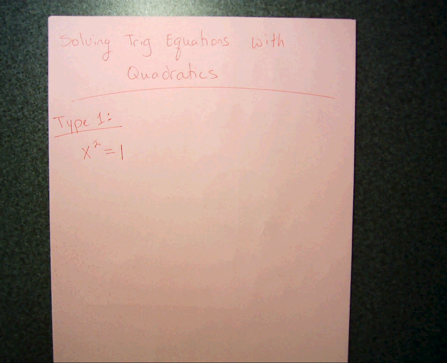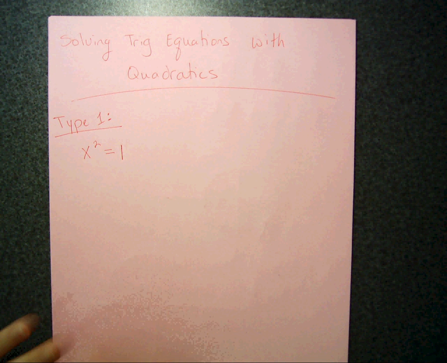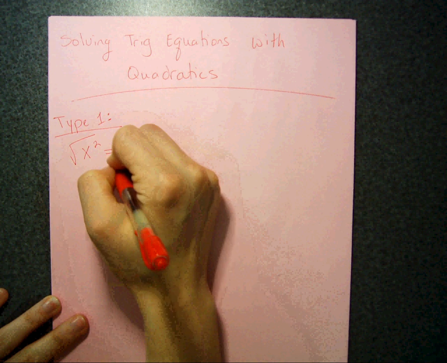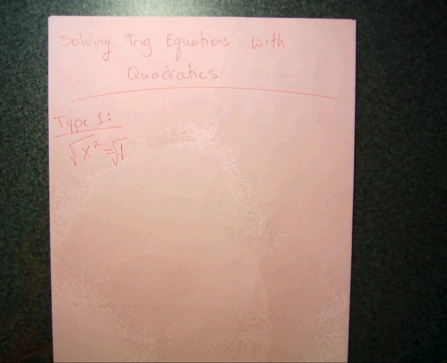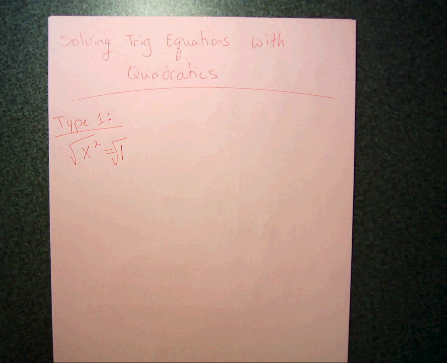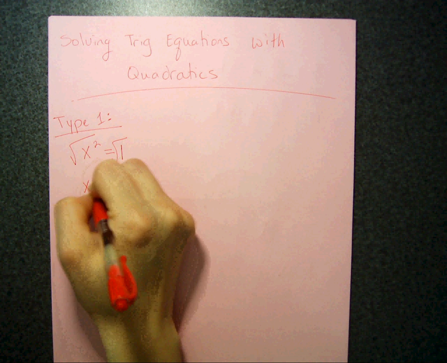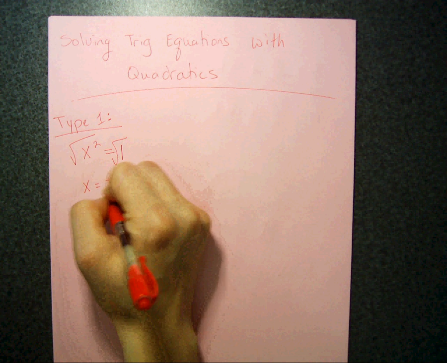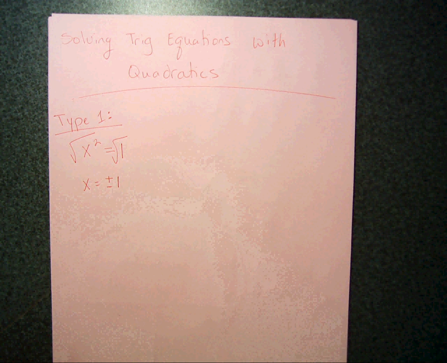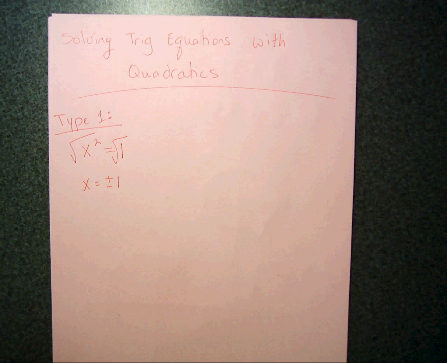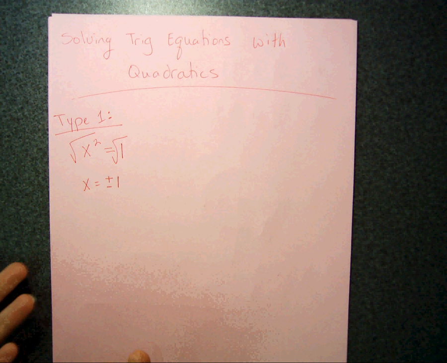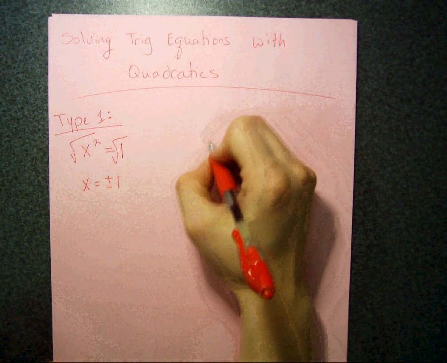What do I do? Square root. Everybody knows that, right? So I'm going to take the square root of both sides. Be careful when you do this. What do I have to account for when I take the square root? Positive or negative. So that means that x is equal to positive 1 or negative 1. Two different solutions. Now think how that's going to make a difference if I'm solving a trigonometric equation that has a quadratic.